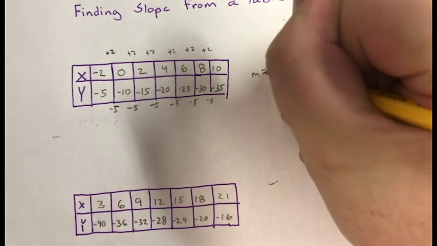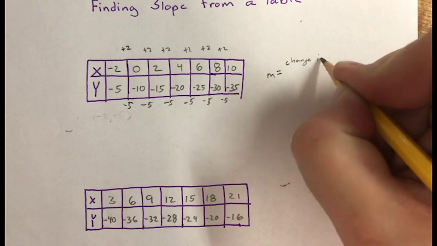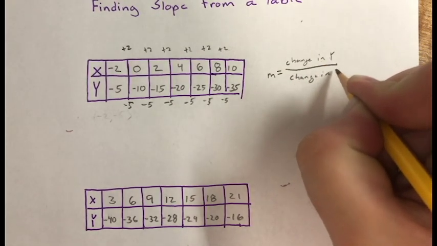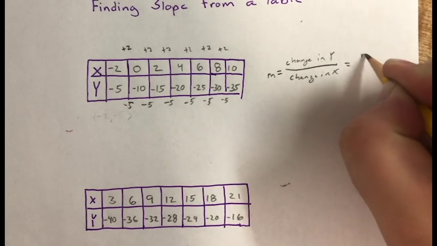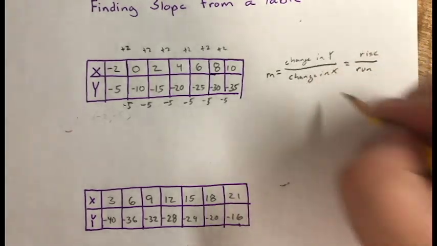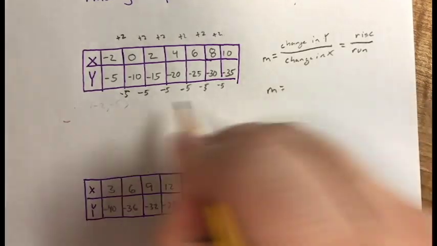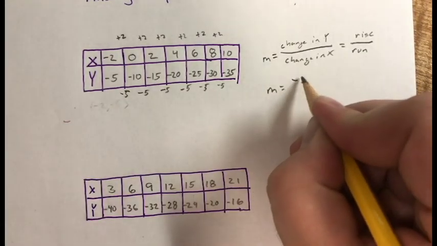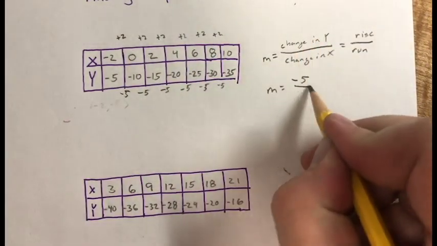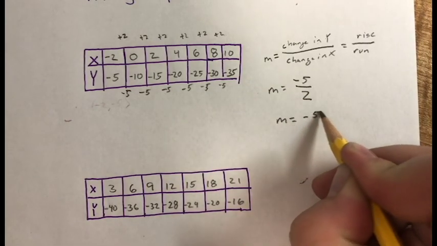So what's my slope? Remember, it's a change in y over a change in x. Or I like to say rise over run. You're going to hear me say this a whole lot more than this, rise over run. So what was my rise? Well, my rise every time was -5. What was my run? What was my x? It was a +2 every time. So my slope is equal to -5/2.